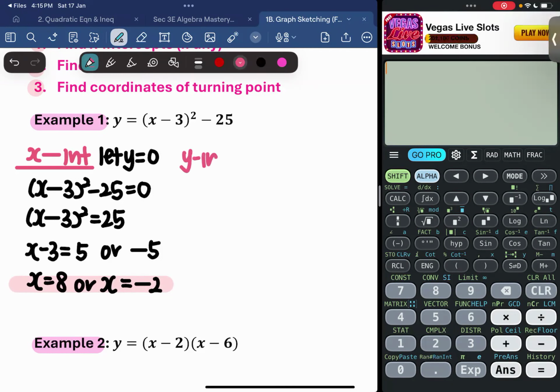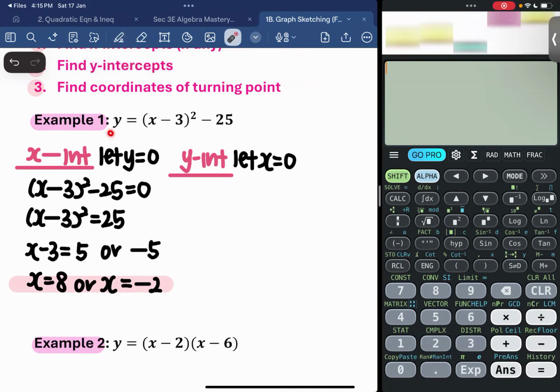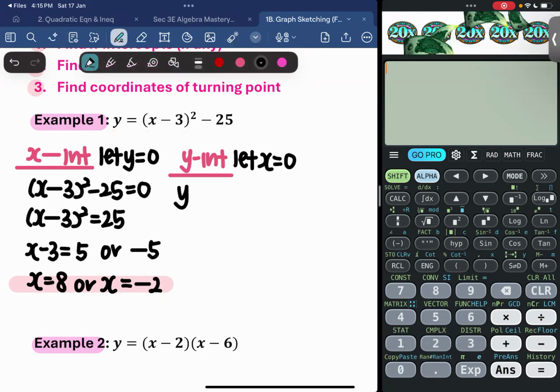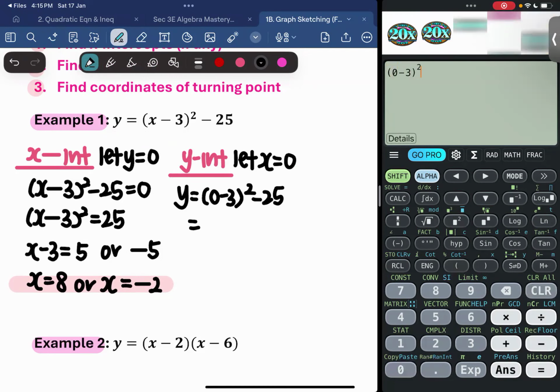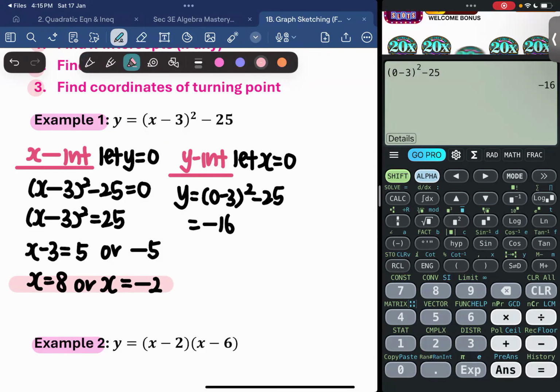The next thing that you're going to do is find your y-intercept. For your y-intercept, y has a value, so you're going to let x be 0. Put it inside here. So my y is (0 minus 3) squared minus 25. Don't waste your energy. Just press your calculator and you will get negative 16. So this is your y-intercept. That means it's going to cut the y-axis.